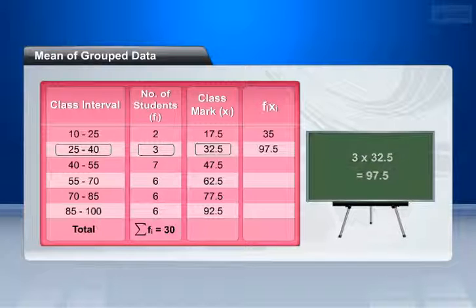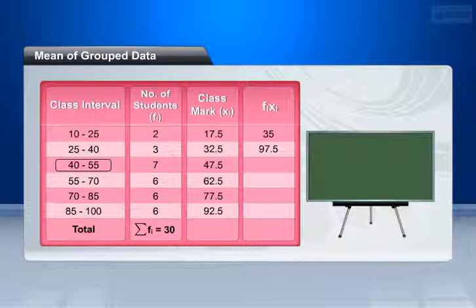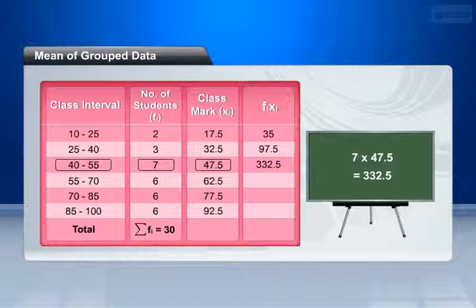Consider next class interval 40 to 55. For interval 40 to 55, the frequency fi equals 7 and the class mark xi equals 47.5. Then fi xi equals 7 into 47.5. This is equal to 332.5.